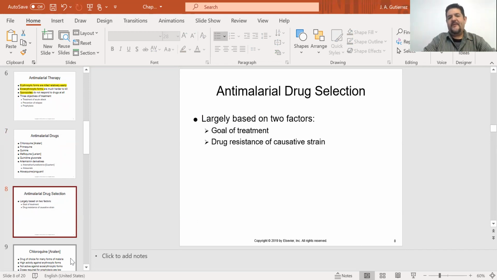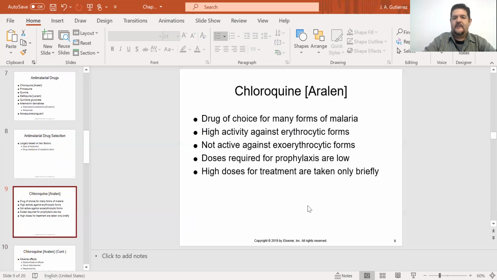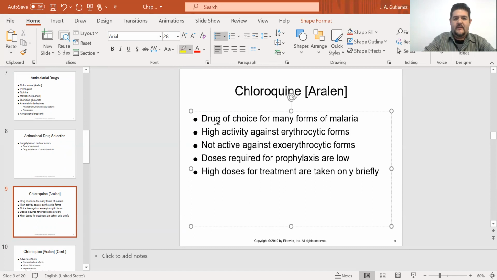So every time we treat malaria, the treatment is, well, treat the patient and use medications that have no resistance. So we're going to start with chloroquine. Chloroquine is always the first medication we're going to start using. So it's our drug of choice.